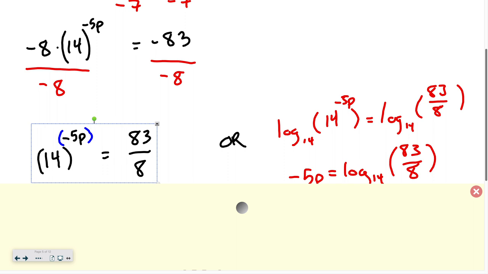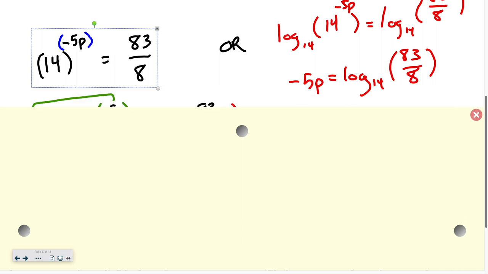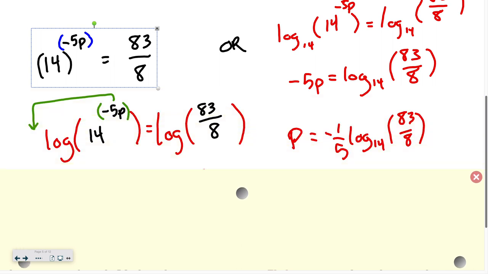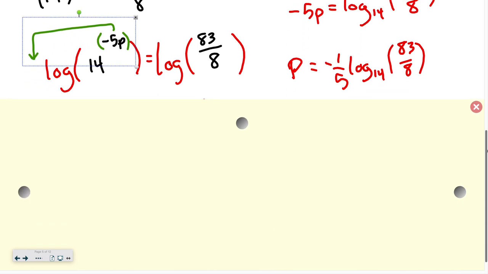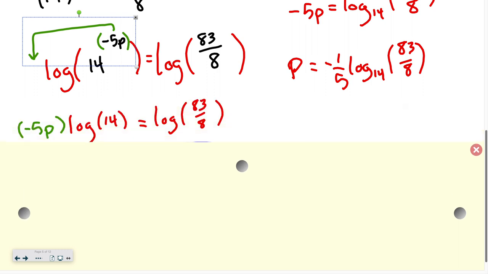So we're going to take the log of both sides like we did yesterday. And when I take the logarithm of both sides in red, then I can use the power property for the logarithm, where I pull that exponent, -5p, out and make it a coefficient. Once I pull that out, I'm almost done. Here, -5p times log of 14 equals log of 83/8.